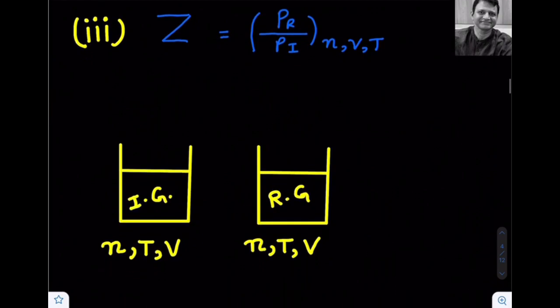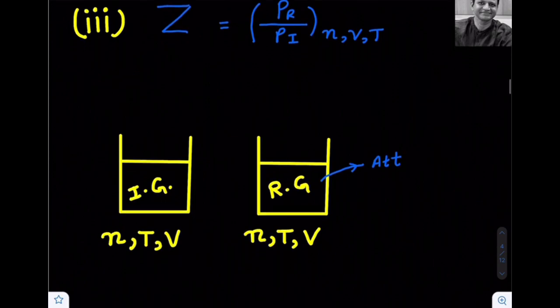So let us try to visualize this. On the left hand side there is an ideal gas whose number of moles is n, temperature is T and volume is V. On the right hand side, in the first case we are assuming that there is a force of attraction between the real gas molecules. So here real gas molecules have the same volume, temperature and number of moles, but attractive forces are there. If there is a force of attraction, definitely the pressure of the real gas will be less than that of ideal gas. So in the above formula, if the numerator is less than the denominator, we can say that the value of Z is less than 1. So in case of force of attraction, here we can write that Z is less than 1.